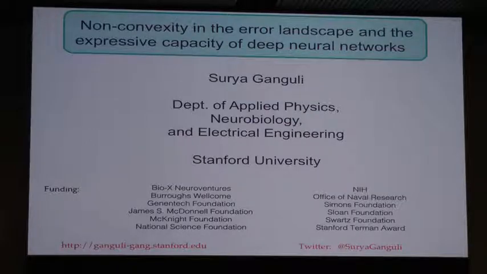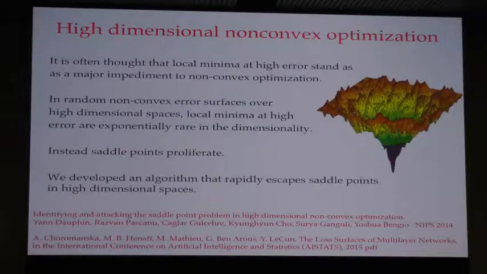So I'm going to talk about some results in non-convexity, both in the error landscape and also the expressive capacity of deep neural networks. And I'll show that there's a connection between expressive capacity and, of course, the difficulty of optimization due to non-convexity. So I just wanted to review some work which is now a year or two old, but this is where we kind of started from.